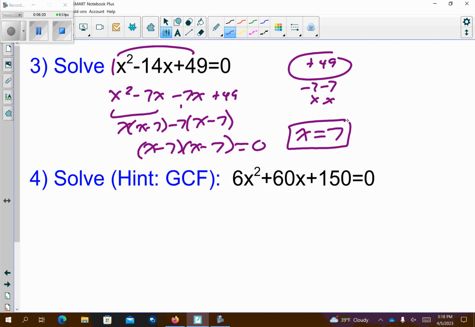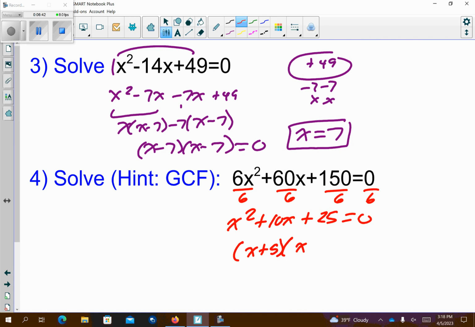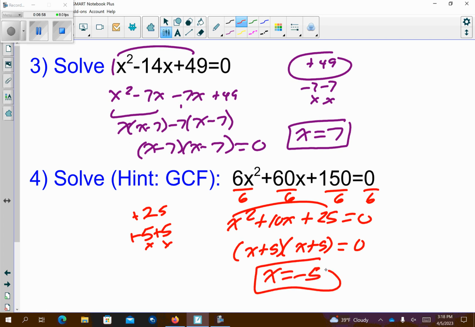All right, number 4. Basically what I want to do is I want to divide everything by 6. So that's going to give me x squared plus 10x plus, let's see, what is that? 6 goes into 150 twenty-five times. And then this is going to factor actually down to x plus 5 and x plus 5 if you do it our traditional way. Multiply those, get positive 25. So you get 5 and 5, both positive that you'd plug in, and it would work out. So this is going to give me x is equal to negative 5. And again, this stands for something called a double root.